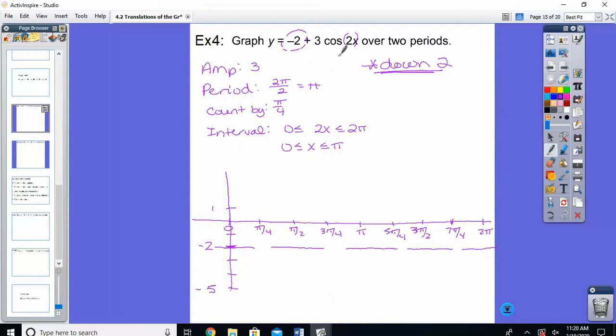Okay, so now if we start graphing, we're looking at cosine. Cosine starts where? At its high point. So from this line, 3 above that would be at 1. Then it comes down to 0, which is on my dashed line. Down to -5. And back up.